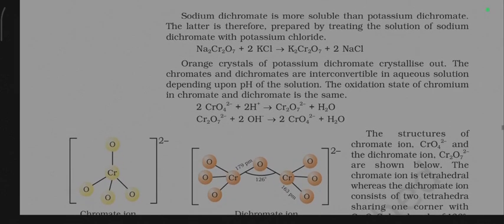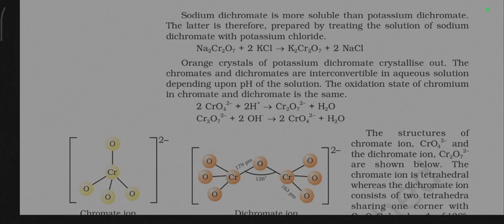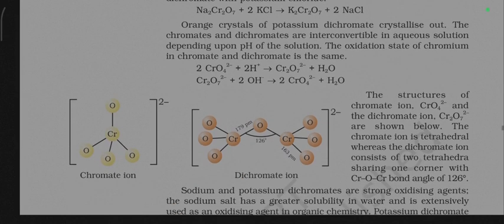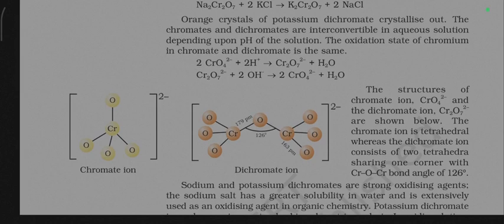Sodium dichromate is more soluble than potassium dichromate. The latter is therefore prepared by treating the solution of sodium dichromate with potassium chloride. Na2Cr2O7 plus 2KCl gives K2Cr2O7 plus 2NaCl. Orange crystals of potassium dichromate crystallize out. The chromates and dichromates are interconvertible in aqueous solution depending upon the pH of the solution. The oxidation state of chromium in chromate and dichromate is the same.